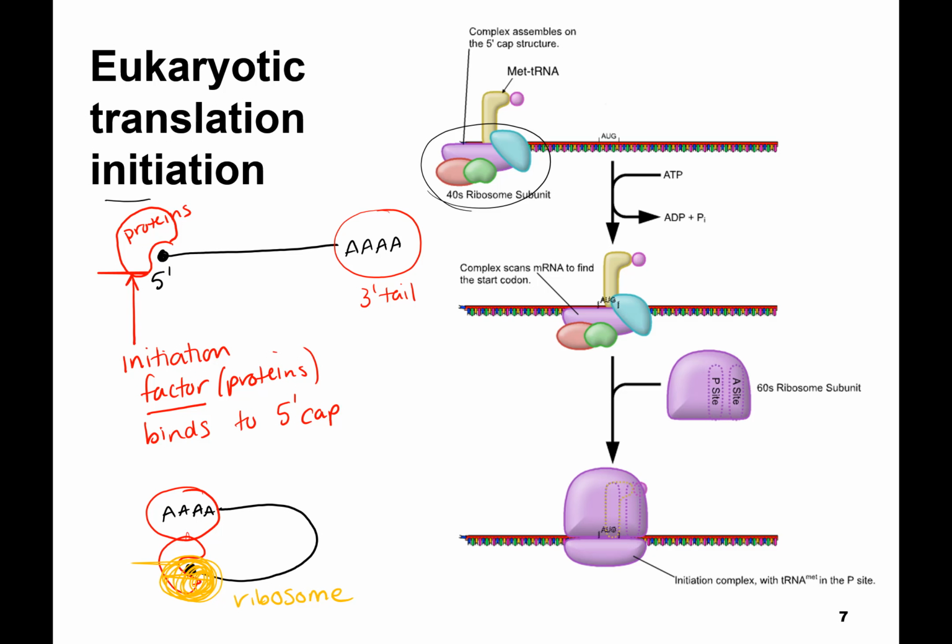We talked about the cap and the tail being important for translation, and important for translation initiation. Remember, they keep the mRNA stable, and they are important to get all the proteins there to start translation initiation. We're not going to look at this part right now. We're going to focus up here, and leave the mRNA in a straight out model because it's a little bit easier to understand.